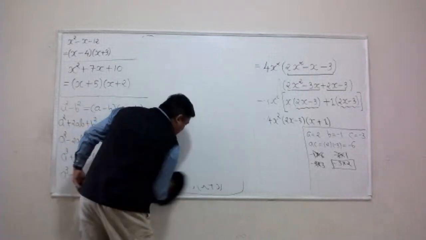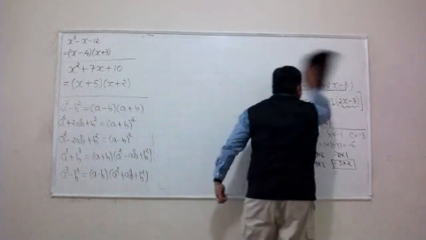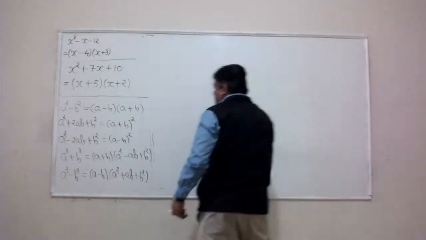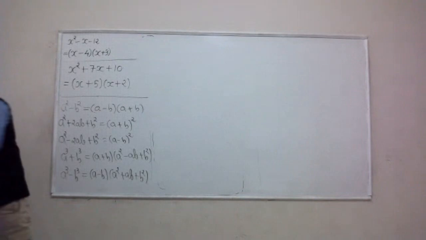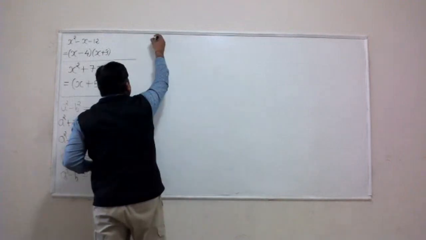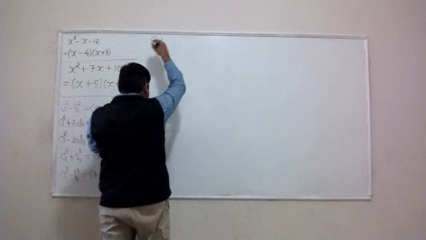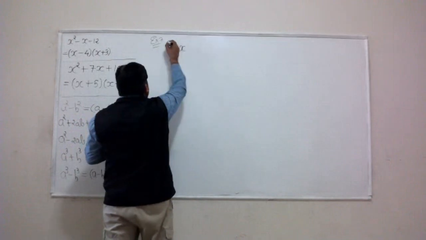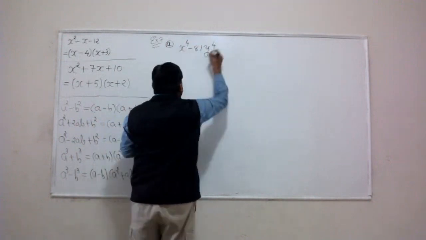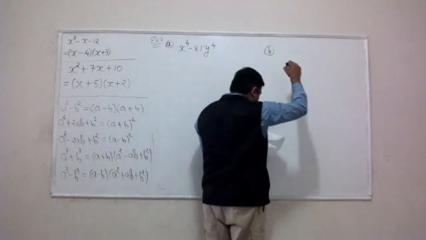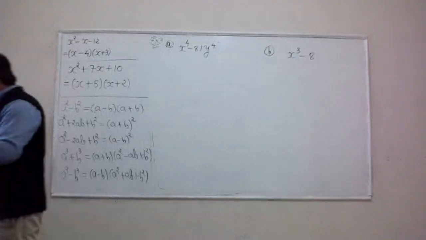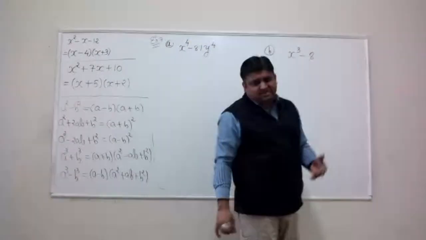Example number 7 now, which uses special factorization formulas. And as I say, there is nothing really tricky about special factorization formulas. I'm going to write down those 2 sub problems here side by side, and then we will solve them carefully. The first one says x to the power 4 minus 81 y to the power 4. And the second one is x cubed minus 8. Okay. All right. The idea remains the same.